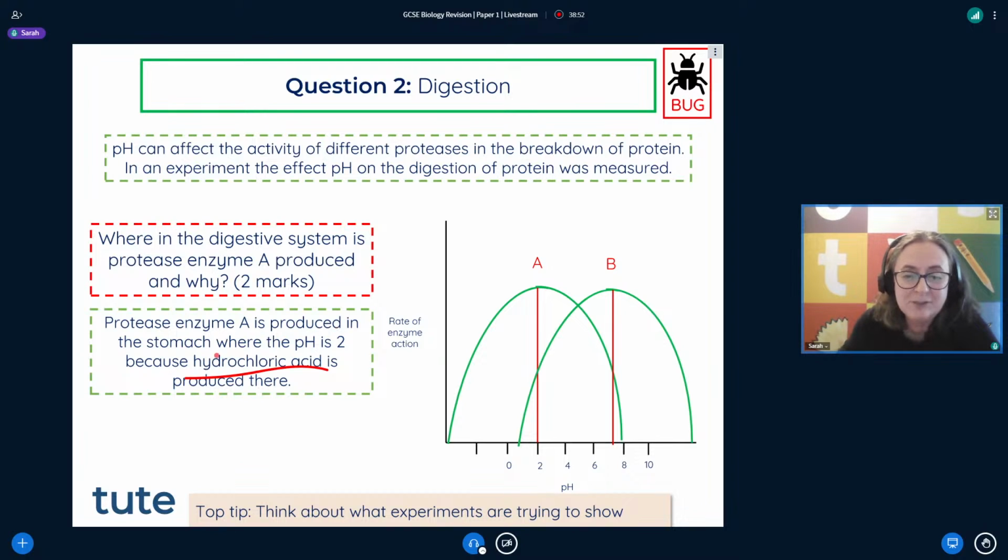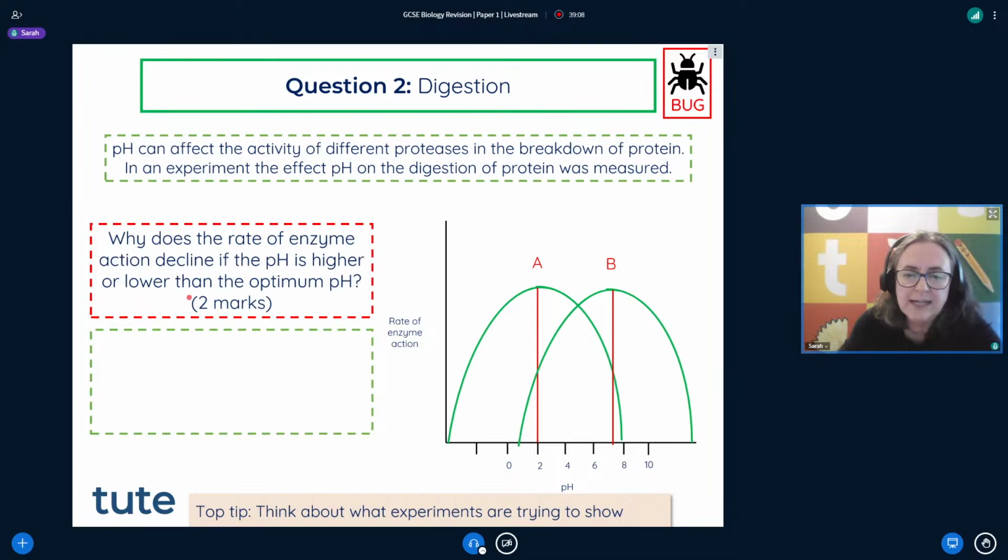You just need to say those 2 things. Protease enzyme is produced in the stomach because you need to be aware of the fact that the stomach is very acidic, and that's where protein digestion begins, and that's because it contains this really strong acid, hydrochloric acid.